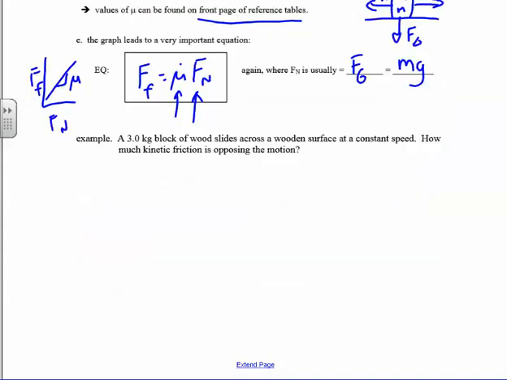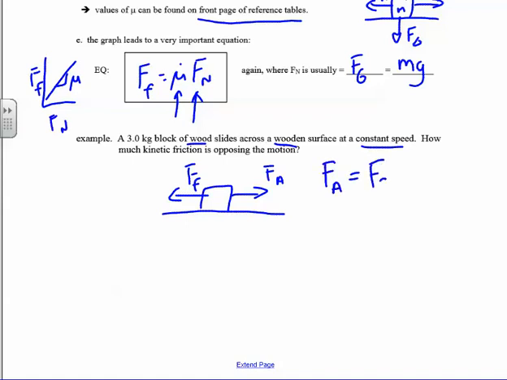Okay, so a simple little problem. A 3 kilogram block of wood slides across a wooden surface at a constant speed. So how much kinetic friction is opposing the motion? Well, if we do a force diagram, we want to make sure we got all our forces in. We must be applying a force, because if there's friction and we're moving at a constant speed, these two must be equal to each other. So in the horizontal direction, the applied force equals the force of friction. Okay? So if we want the force of friction, we would say the coefficient of friction times the normal force.